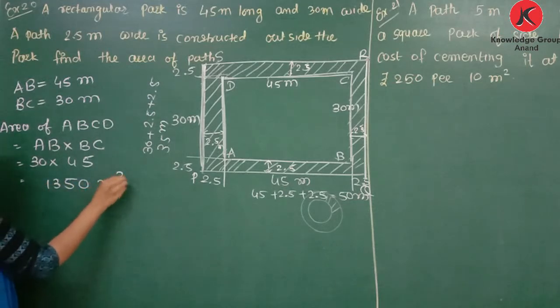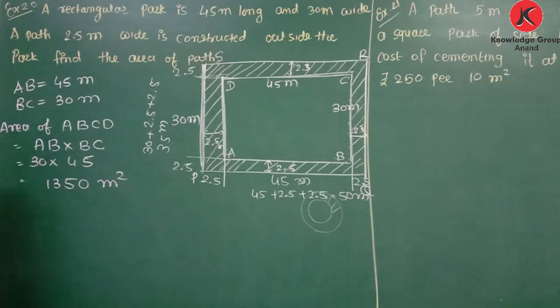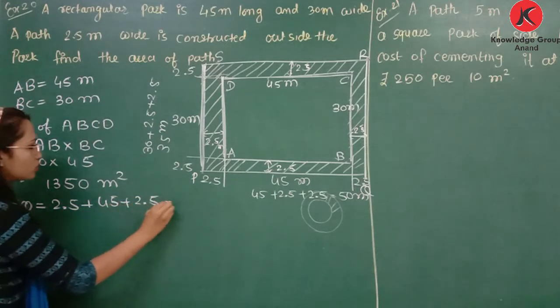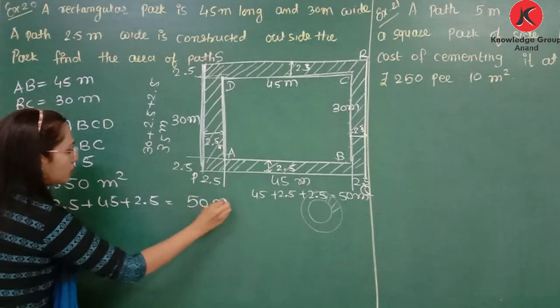So that is 1350 meters square. Now for PQRS, so PQ is what? 2.5 plus 45 plus 2.5. So that is 50 meter.